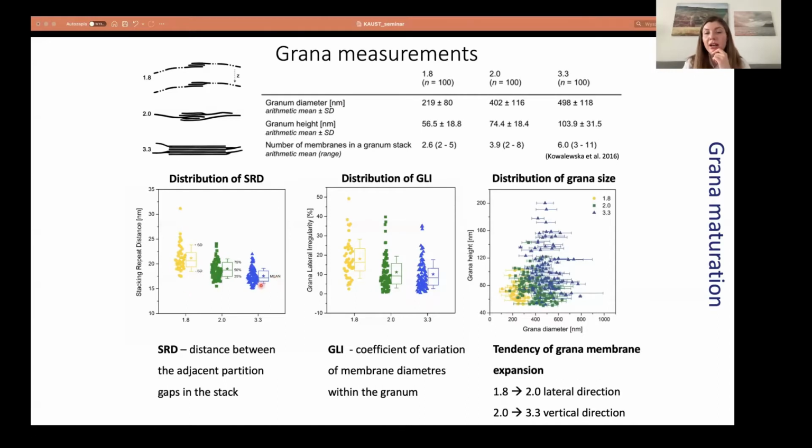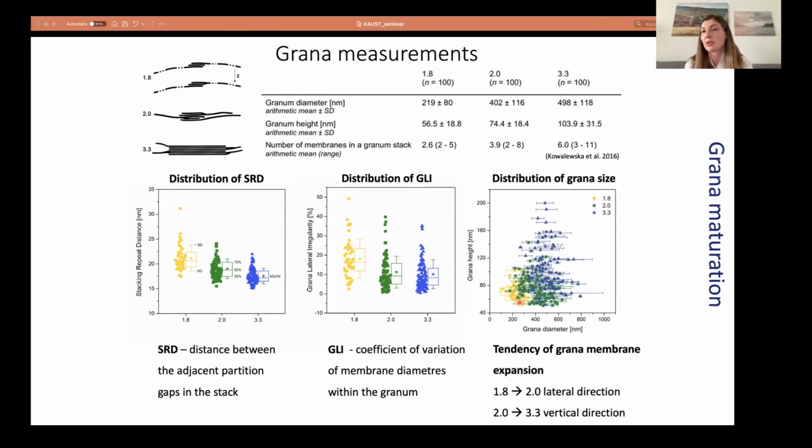First of all, the grana were becoming more stacked. So the SRD parameter, which is the distance between the adjacent partition gaps in the stack, decreased to reach the values characteristic for fully mature plants. And also we calculated and introduced a parameter that we called grana lateral irregularity, which is a coefficient of variation of membrane diameters within the granum, which means the grana become more regular in time. And also we checked that the tendency of grana membrane expansion is changing from the lateral direction. So grana first reach their diameter and then they build up next layers.